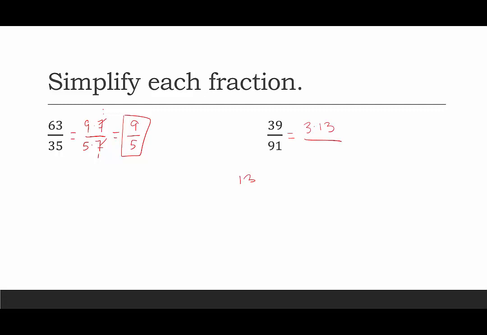13 times, what do we think? How about times 7? That would be 91. That's looking good. So this is 7 times 13. The 13s will cancel, and we end up with 3 over 7.